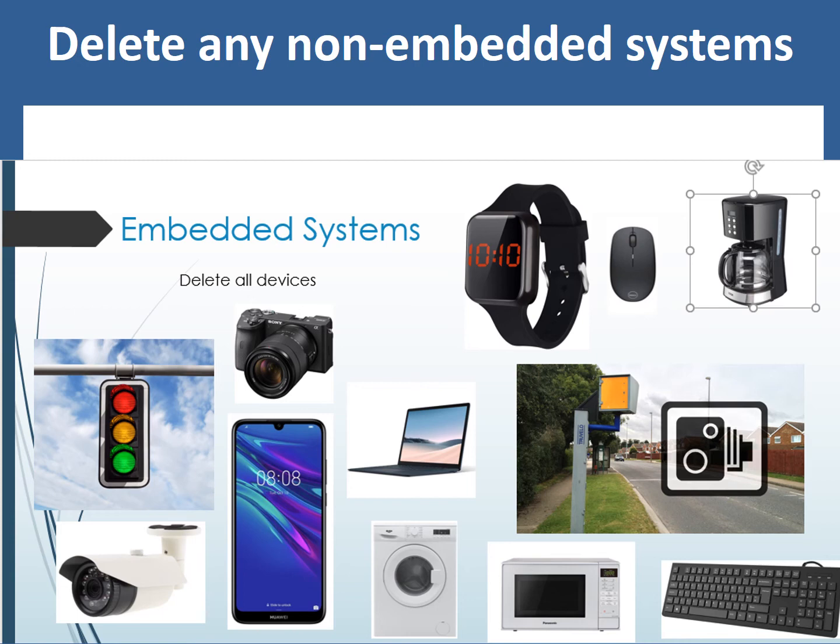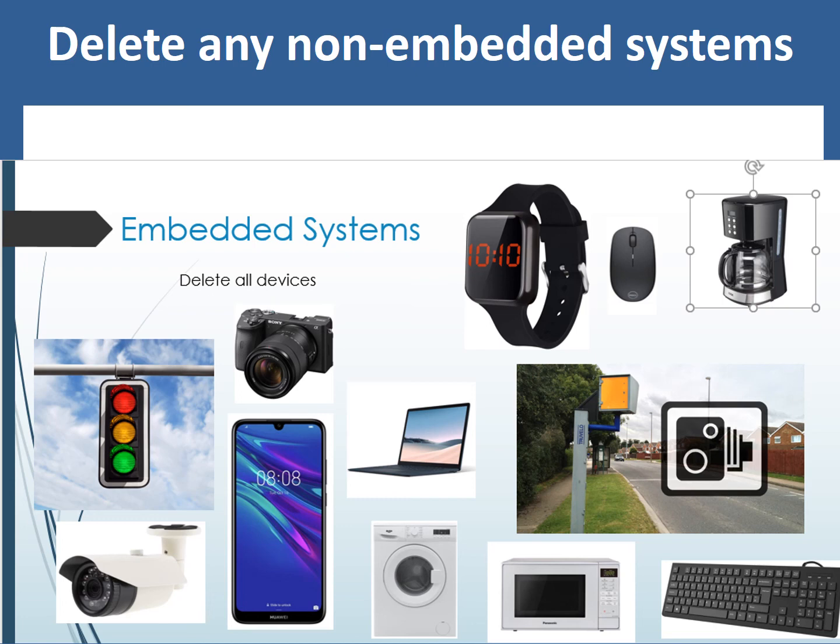There's no kind of memory units in those, so we can delete them. Now, our watch, our coffee maker, our speed camera, they've all probably got memory in them. If you're caught driving by a speed camera, it's going to have to take a picture and remember that so that you can be prosecuted. They've also got single functions. They can't be used for anything else.